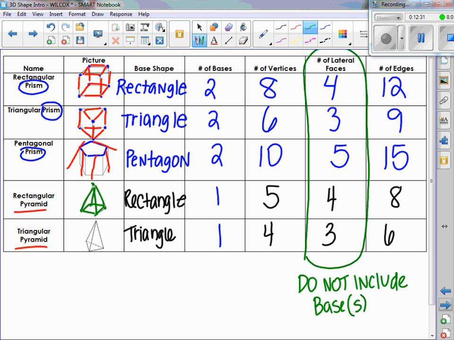Triangular pyramid, triangle base, 1 base. Every pyramid has 1 base. 4 vertices. I have 1 on each of the corners of the triangle plus the 1 up top gives me 4 total. 3 lateral faces. I have 3 triangles coming up from each of my pieces. And then edges would be 6.